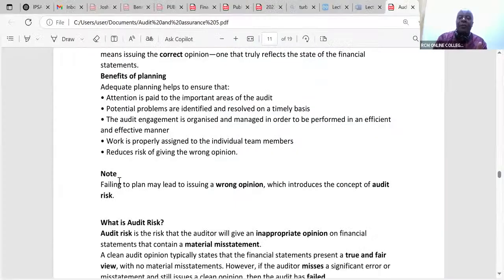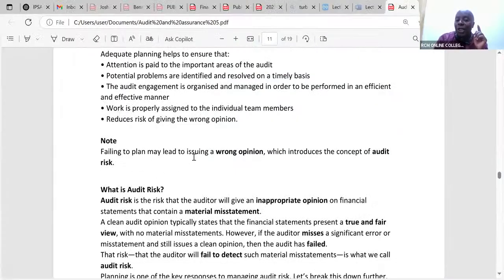Now note, failing to plan may lead to issuance of a wrong opinion, which now leads us to introduce the concept of audit risk.